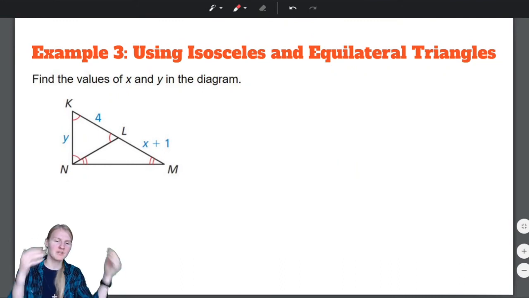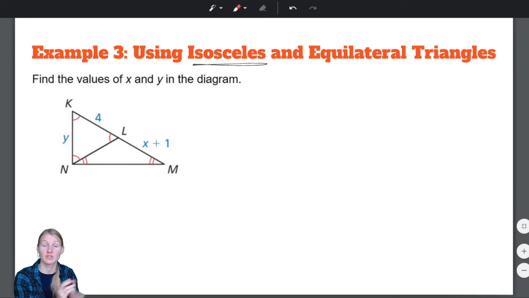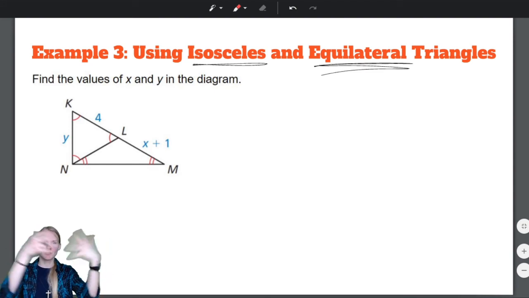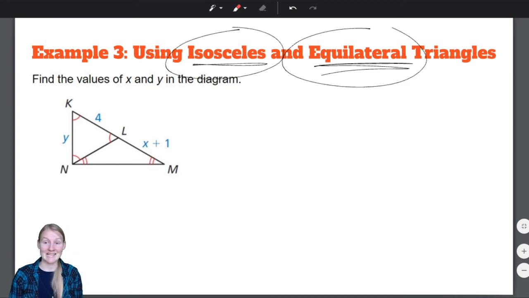We're going to put them together. We talked about the Base Angles Theorem and the Converse. That was about isosceles triangles. We talked about the Corollary to the Base Angles Theorem. That was all about equilateral triangles. But now I want to put them together. We're going to talk about isosceles and equilateral triangles in this example.